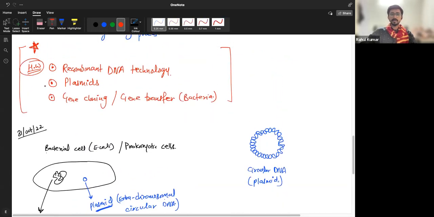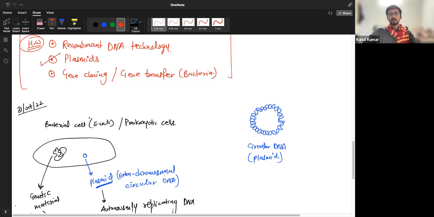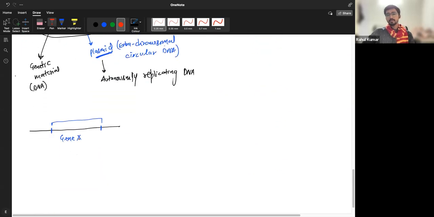Yes, so the plasmid part is clear, right? Now let's say I want to make multiple copies of this gene X. What I have to do is take that gene out from where it is in the natural source, then put it in some other organism or host where it can make multiple copies.